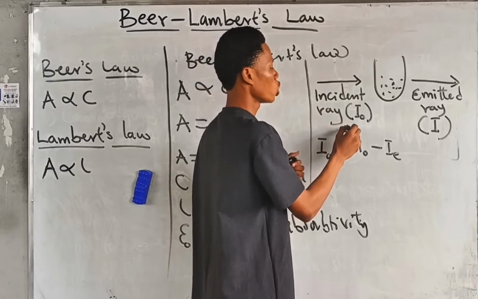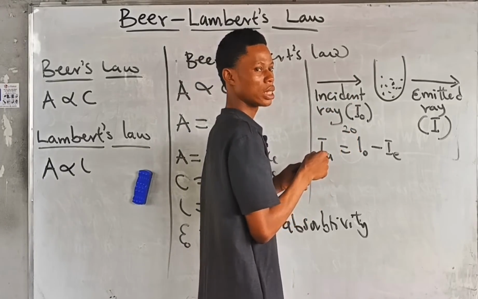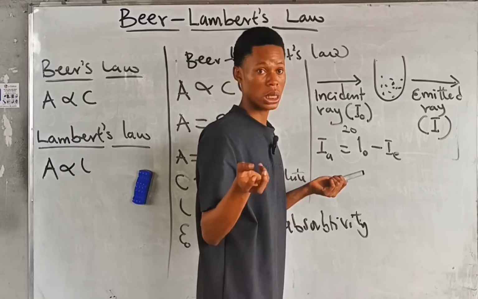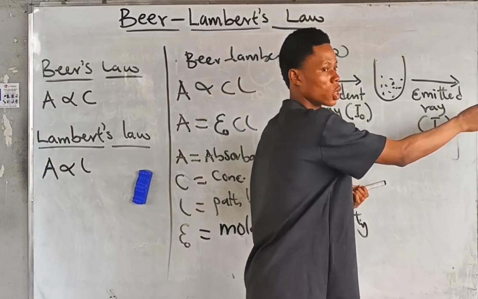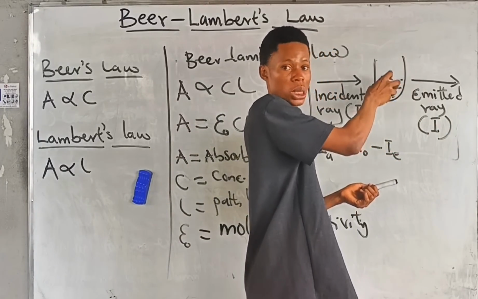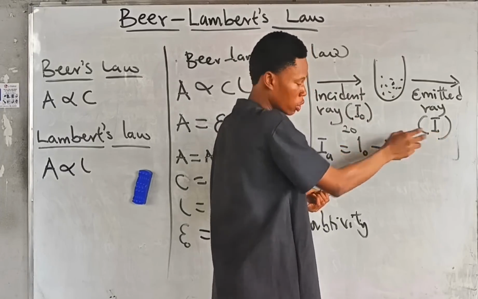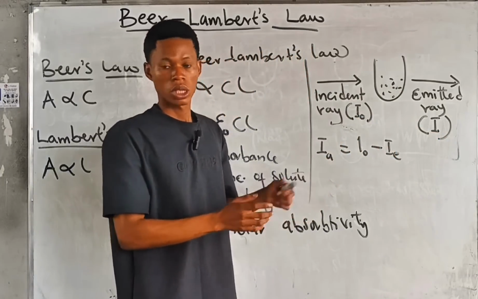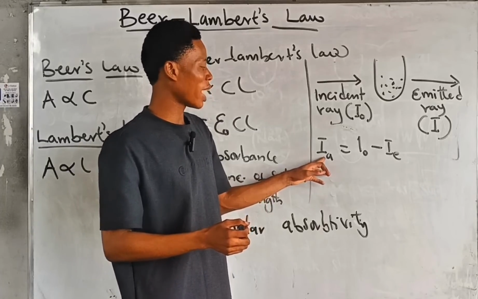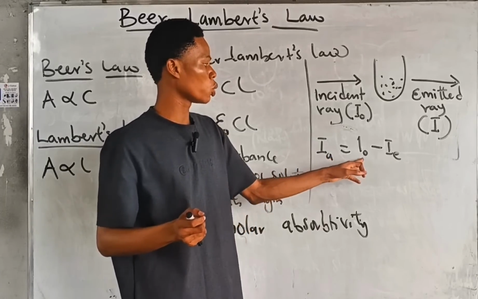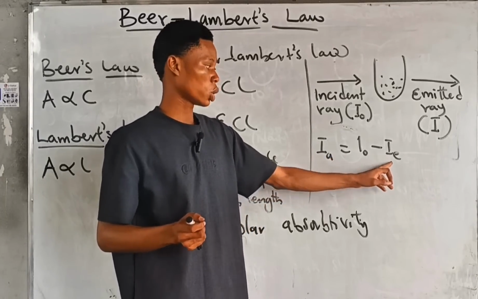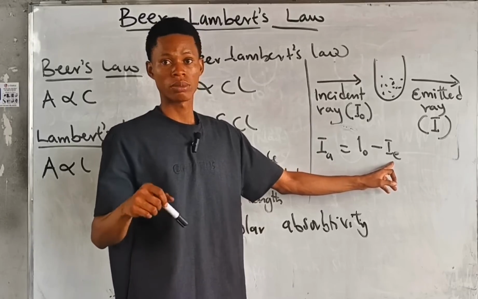Let me make it physical. If you started with 20 units and 5 units is coming out here, you agree with me that 15 units is absorbed, right? What did we do? 20 minus 5. So the amount of light absorbed, the absorbance, is equal to the incident ray minus the emitted ray.